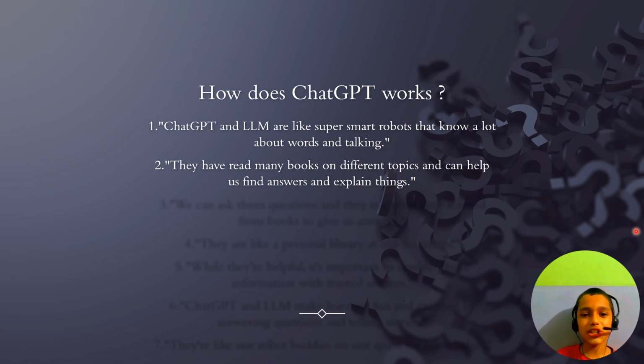When you talk to ChatGPT or an LLM, you can ask them questions or tell them things. They will think about what you said and use what they have learned from the books to give you an answer. So that's the point. First, they think about what you said, and then they use the books to answer. I told you that ChatGPT has been trained from reputed sources, the books.